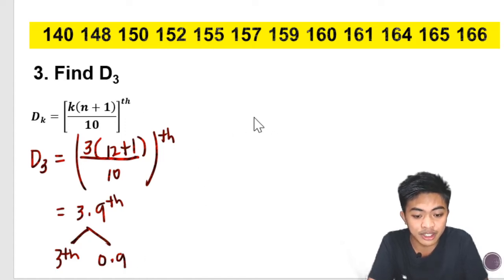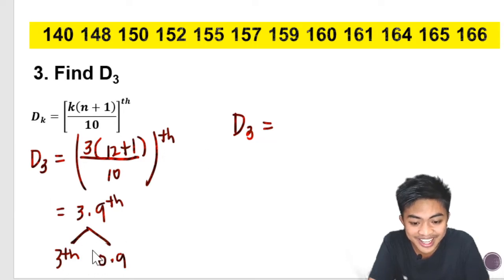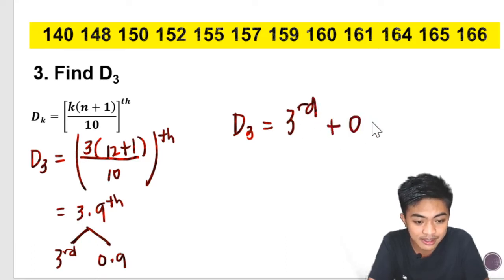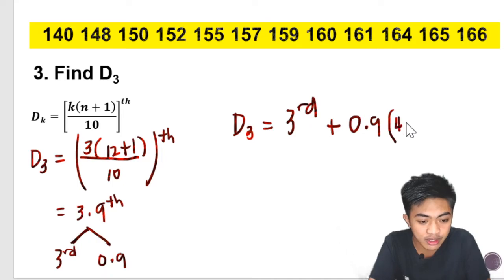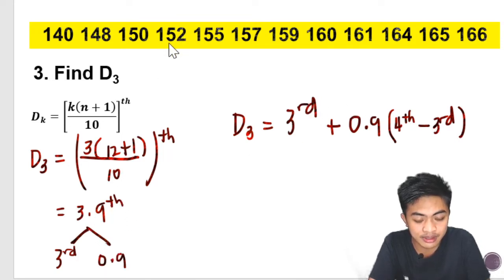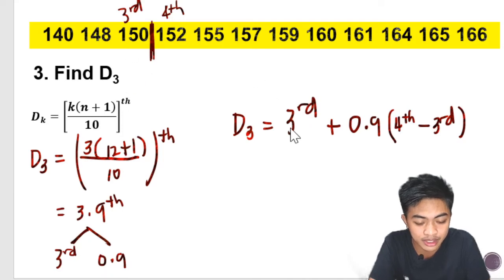And then we do the linear interpolation. D sub 3 now is equal to the third number, plus its decimal, 0.9. And then the decimal part, we're going to multiply it to the fourth minus the third number. Bakit? Because the 3.9th number is in between the fourth and the third number. Nandito yung hinahanap natin na number.